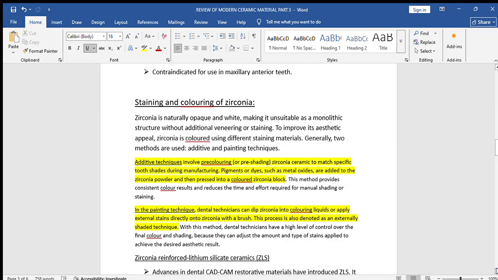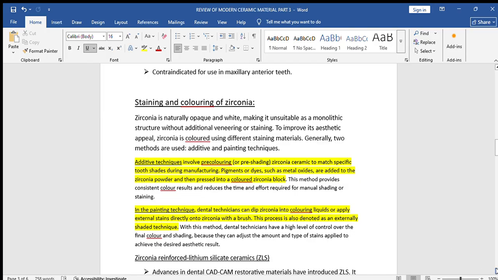In the painting technique, the dental technician dips the zirconia into coloring liquids or applies external stains directly onto the zirconia with a brush. This process is also denoted as the externally shading technique. With this method, the dental technician has a high level of control over the final color and shading because they can adjust the amount and type of stains applied to achieve the desired aesthetic results.